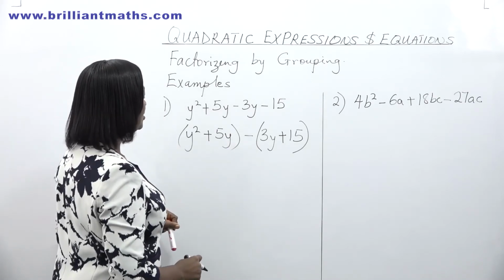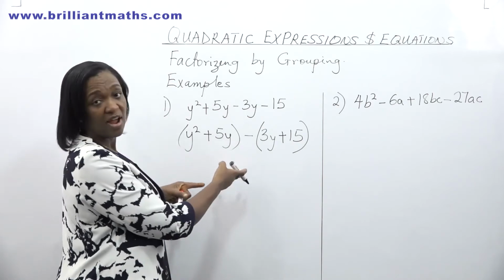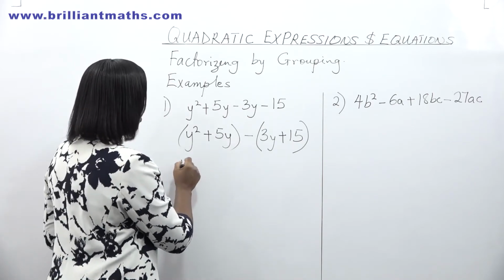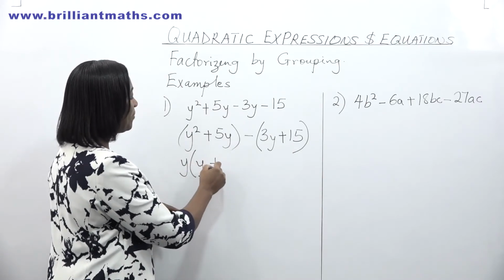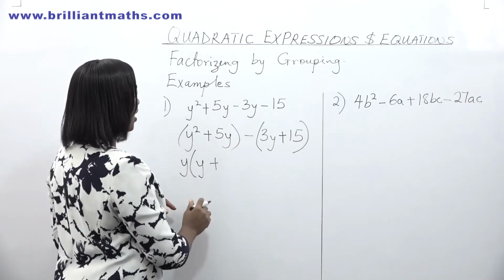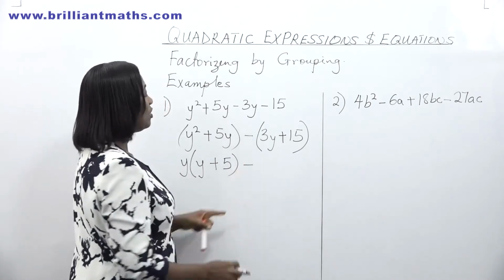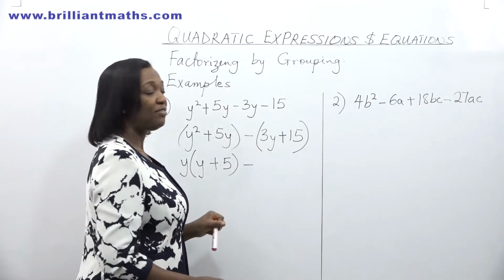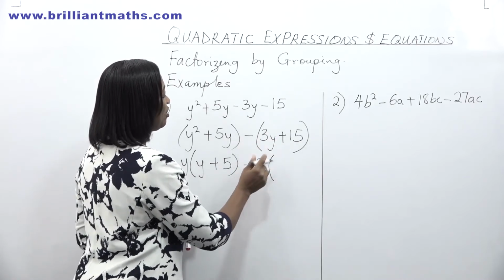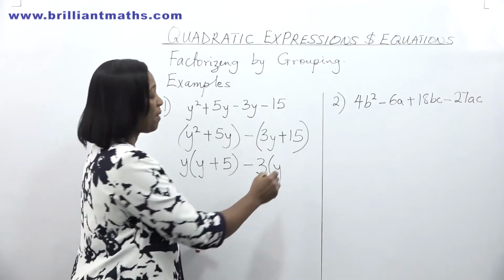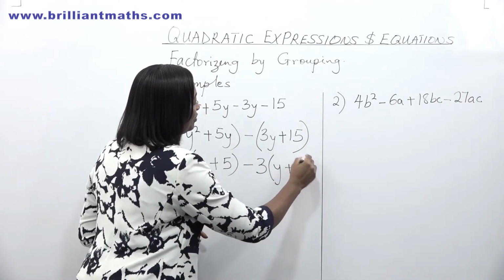And then this becomes y into y plus 5 because y is common. We take out the common y. Y squared divided by y will give us y, plus 5y divided by y will leave us with 5 inside the bracket, minus what is common to 3y and 15 is 3. So 3y divided by 3 will leave us with y, plus 15 divided by 3 will give us 5.